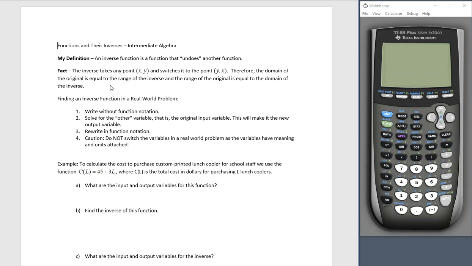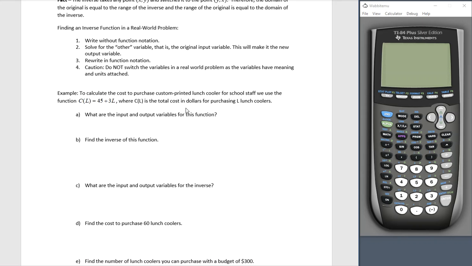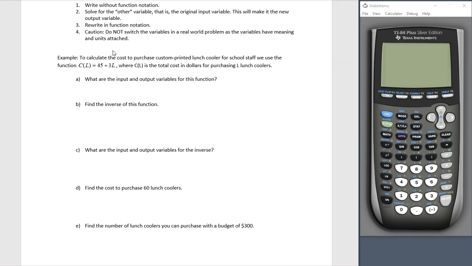Now, we're going to use two different techniques here. We have a technique for finding an inverse in a real-world problem, and it's slightly different than just finding a generic inverse. So let's follow these instructions. First, we're going to write without function notation, and we'll see that in the example down here. Then we'll solve for the other variable, so the original input variable becomes the new output variable that's isolated. We'll now rewrite in function notation and be cautious: we do not ever want to switch the variables in a real-world problem, as they actually have meaning and units attached. Let's take a look at this example.